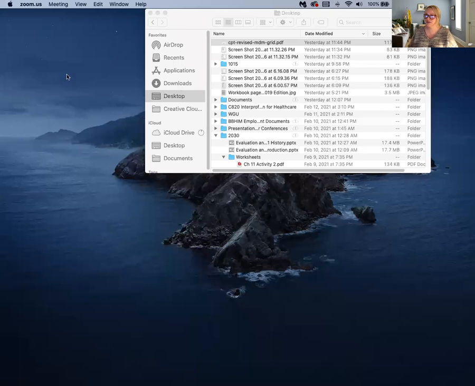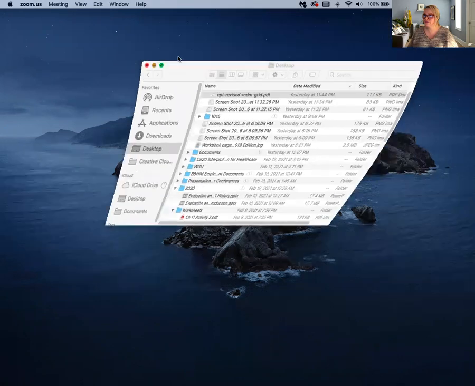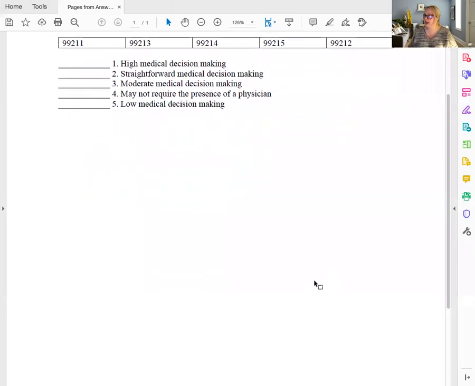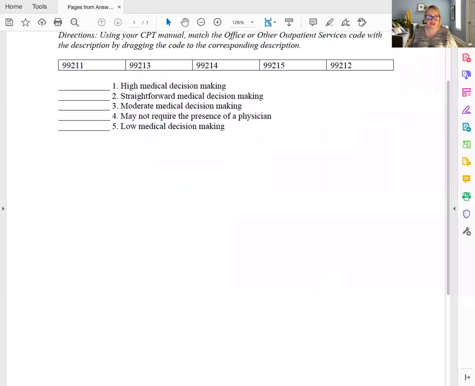I'm going to share my desk. Let me just limit some stuff right here. So I have here a worksheet for Chapter 11, Activity 1, where we'll be matching some of the terms that we just learned in our previous video with medical decision making. The importance for this is to be able to look at these and identify the correct level of service based off of what we're looking at here. So let's get started.